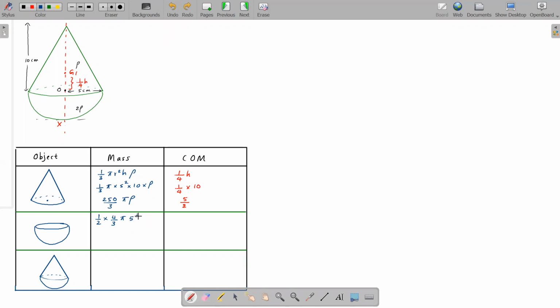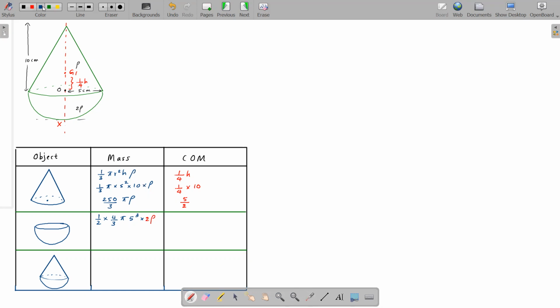pi r cubed, into, guys, what about the mass per unit volume, the density? Very clearly, I have marked here also, density is not rho now, it's 2 rho. Can you see? Because with the hemisphere, the density was double the density of the cone. So this should be 2 rho here. That's the important thing. Can you see, guys? That's the main difference. The earlier one was rho, this is 2 rho.